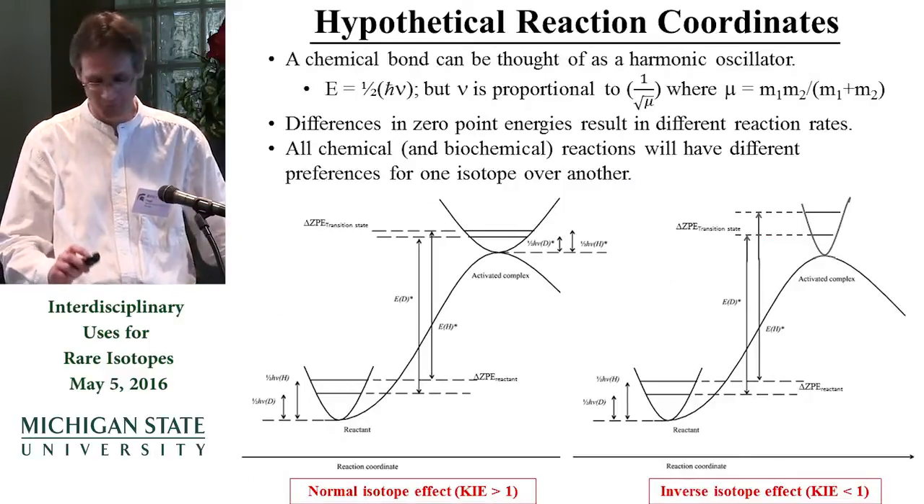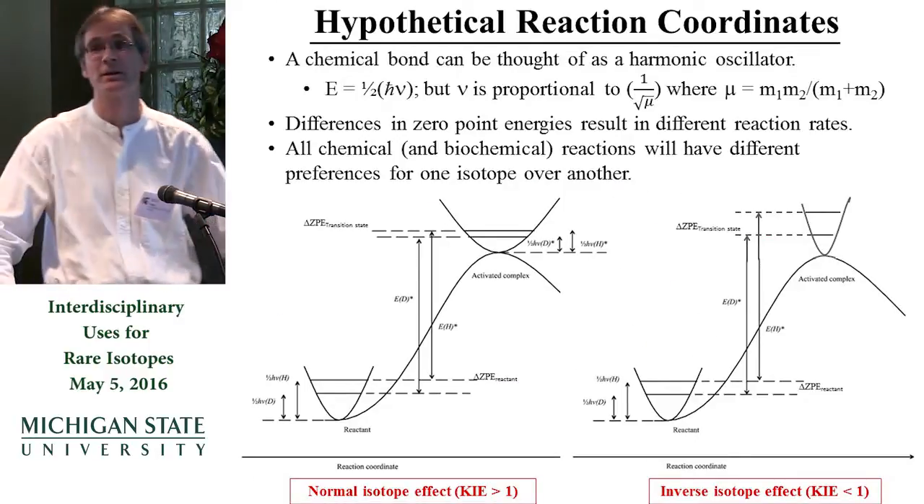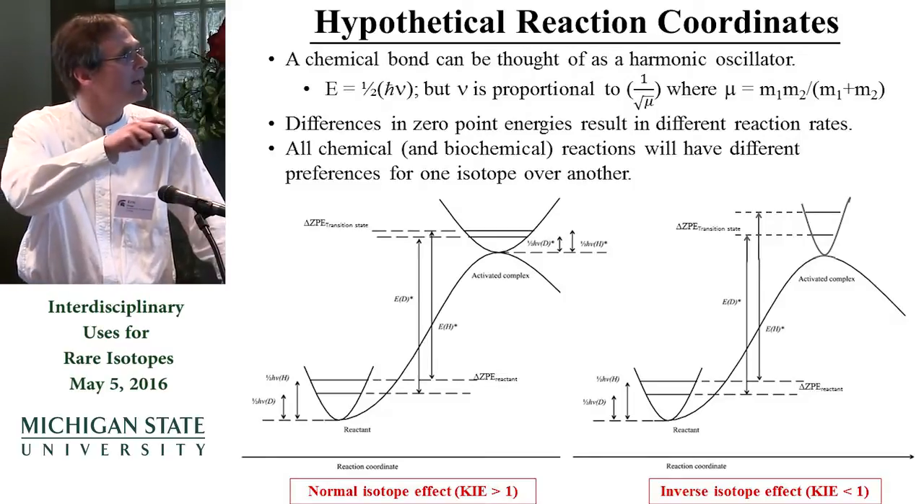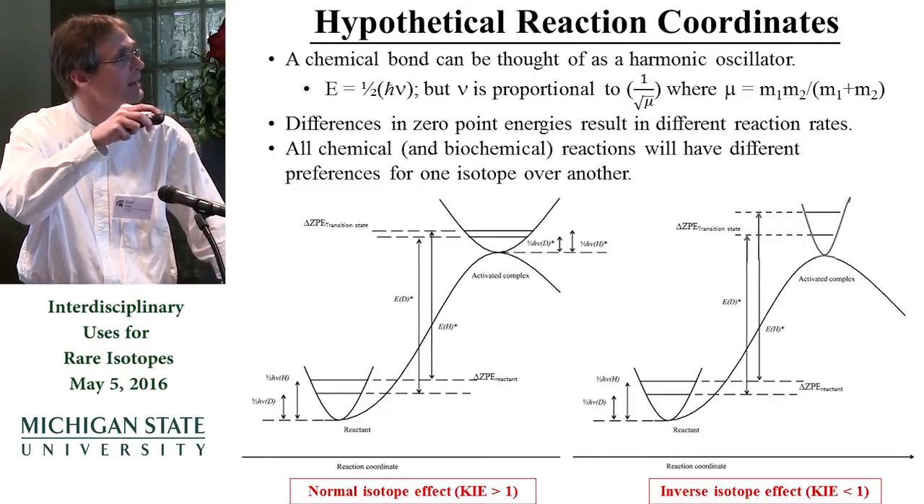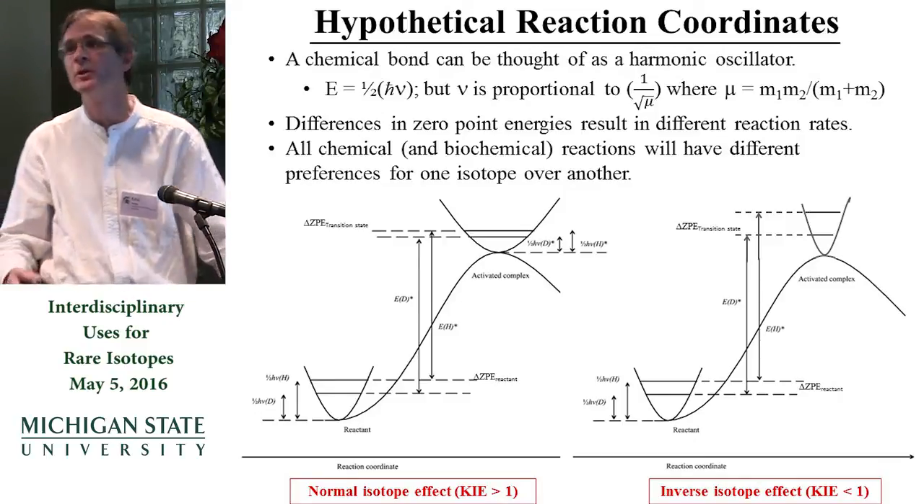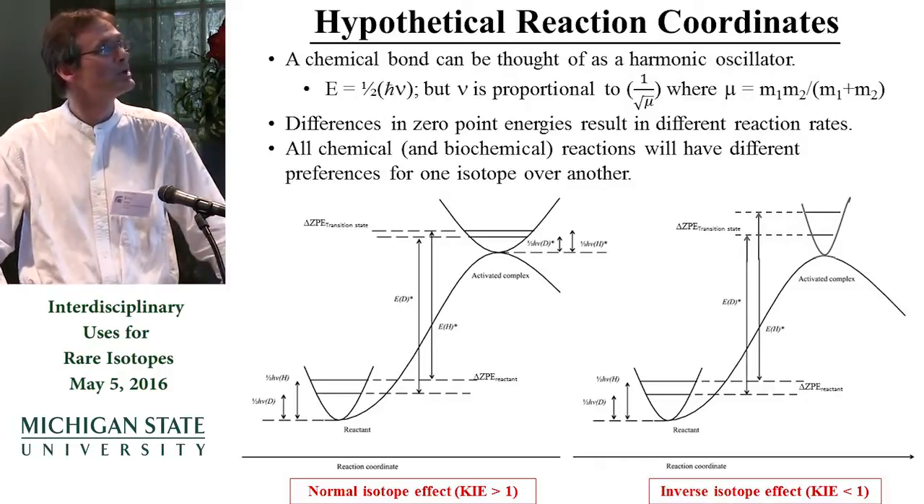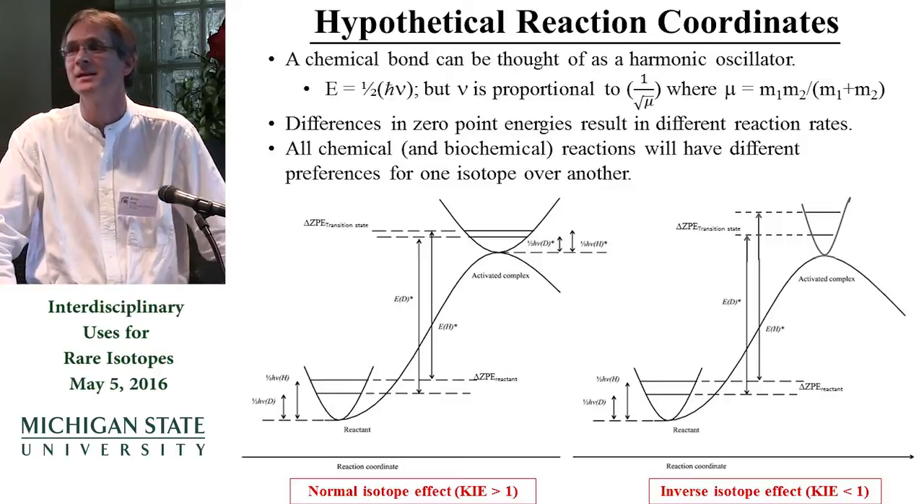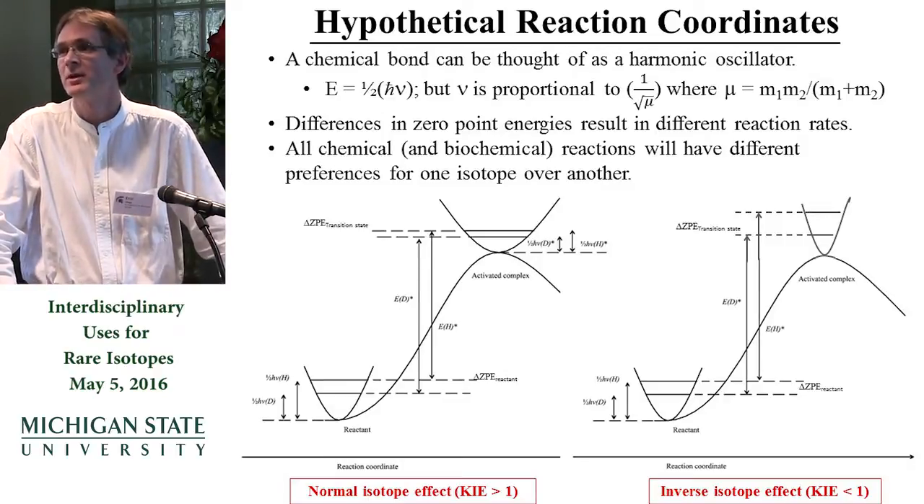For those of you who are familiar with it, why does it work? It works because you can think of all chemical bonds as a harmonic oscillator. The energy is simply given as 1/2 h bar nu, where nu, the vibrational frequency, is proportional to 1/the square root of the reduced mass. So what that basically means is that heavy atoms vibrate more slowly.